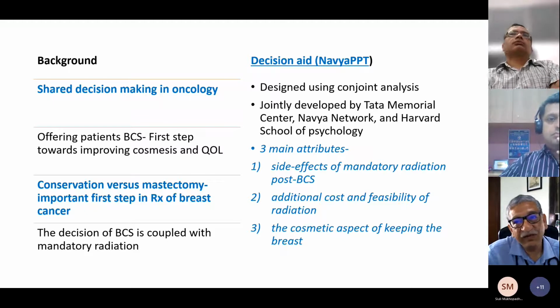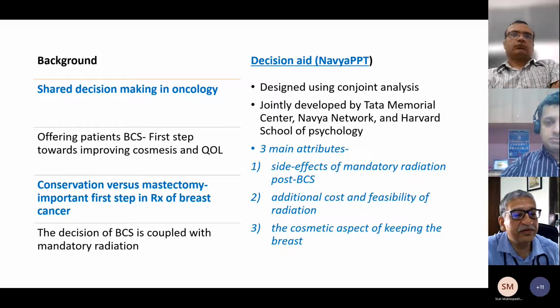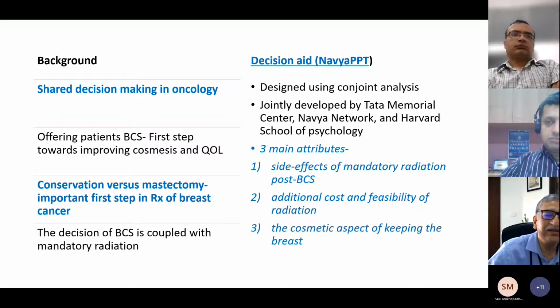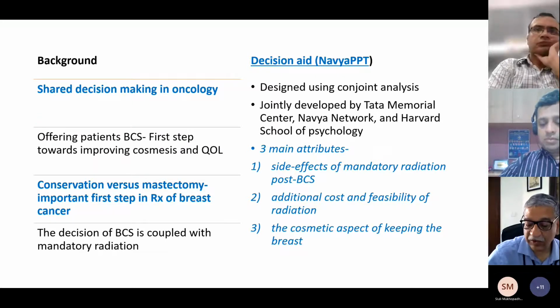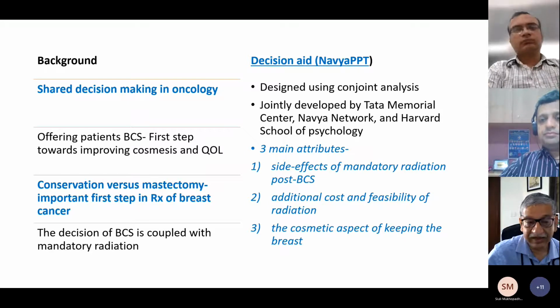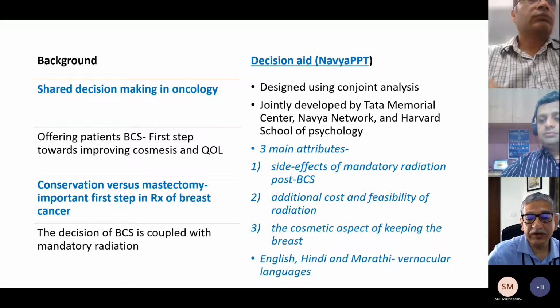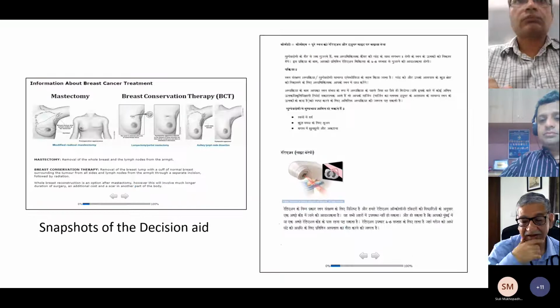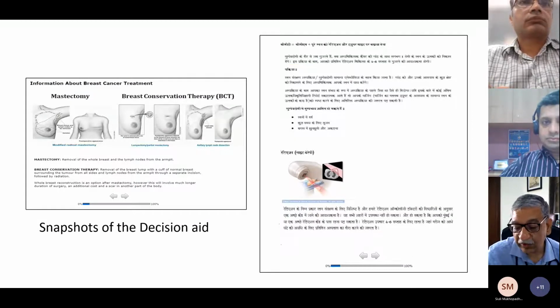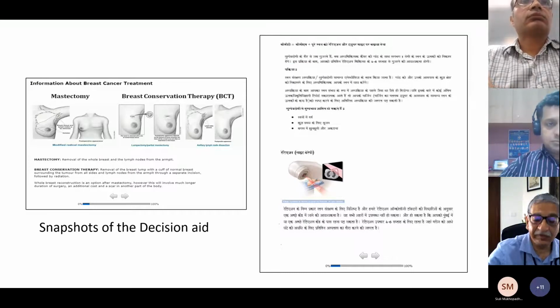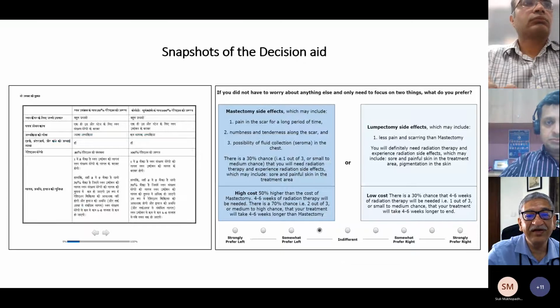But the flip side is that every woman with breast conservation does require mandatory post-operative radiotherapy. So this is a difficult decision, and it is difficult to convey all the nuances of the pros and cons to every single patient in the clinic. So what was done in this particular study was to use an online aid, and this was done in collaboration with some colleagues from Harvard. You can see that this is the decision aid conveying various aspects of the two surgical treatments.